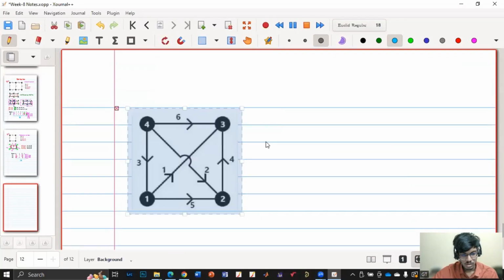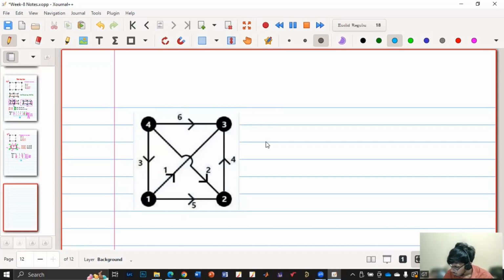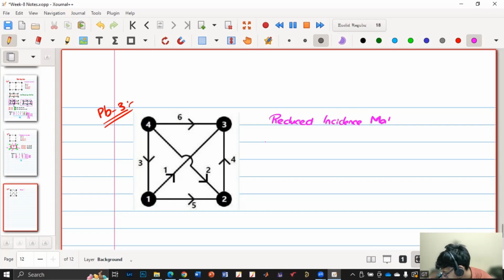So this is our problem 3. And here we are trying to find the reduced incidence matrix. First tell me how many elements are there? What is the value of E? 6 elements. 6, right? And the nodes?